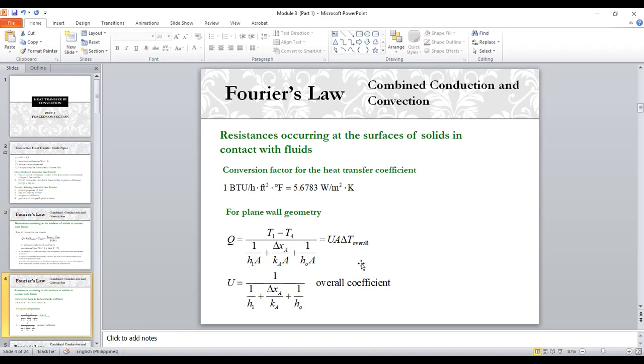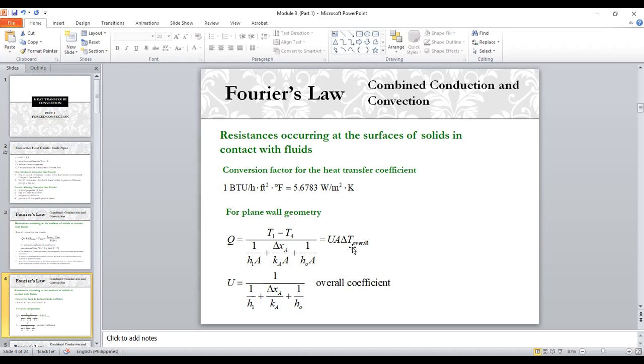There are problems that provide you with the U instead of these individual values of the H1, the K, and the HO. So if it gives you the overall heat transfer coefficient, then the formula for you to use is this one. But you have to take note that this overall heat transfer coefficient is also equivalent to this. So as to which of these two formulas, which are equivalents of each other, you are to use, it depends really on what the problem provides.